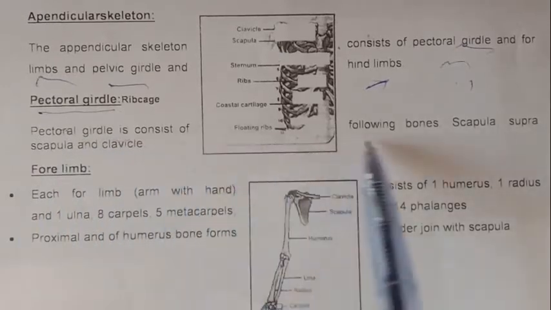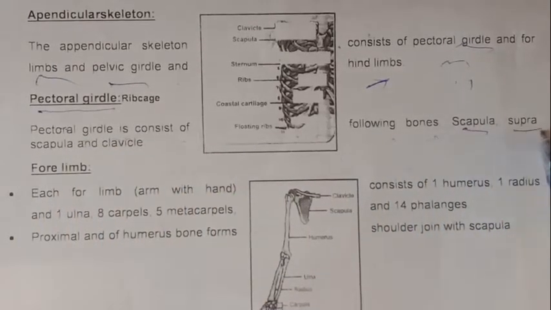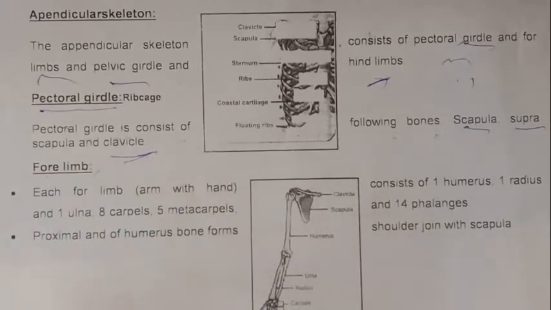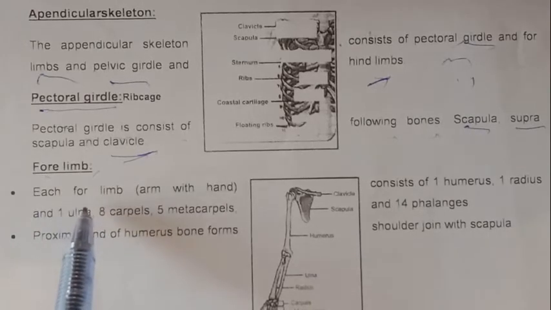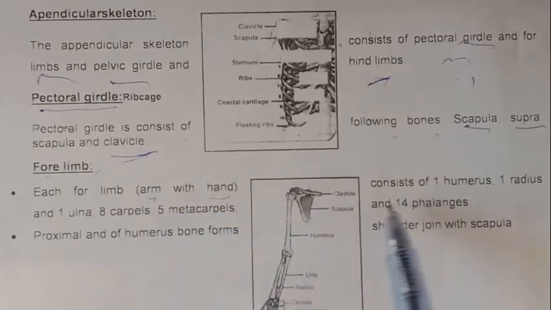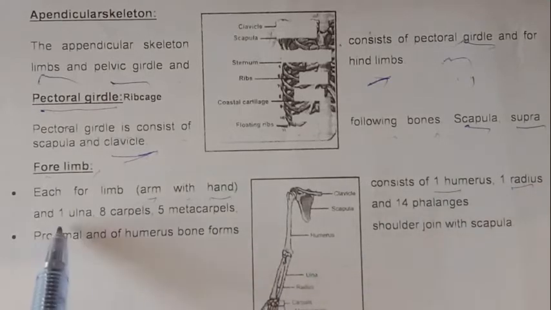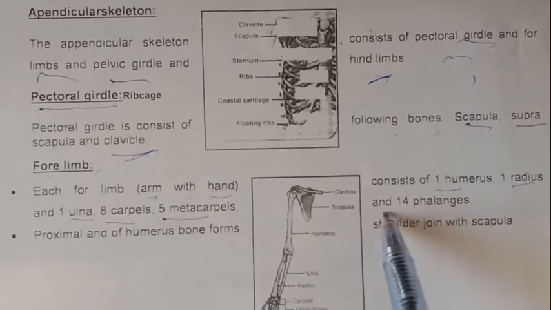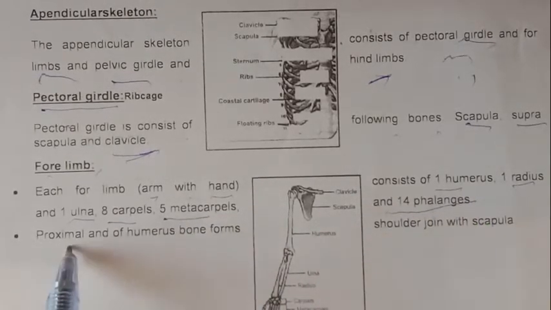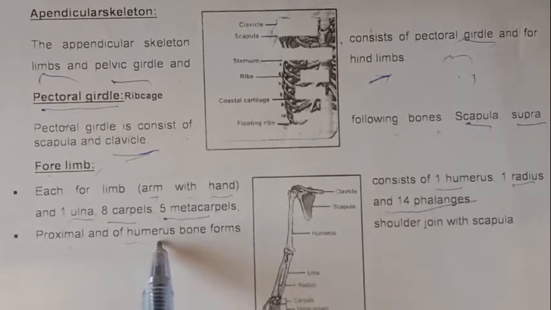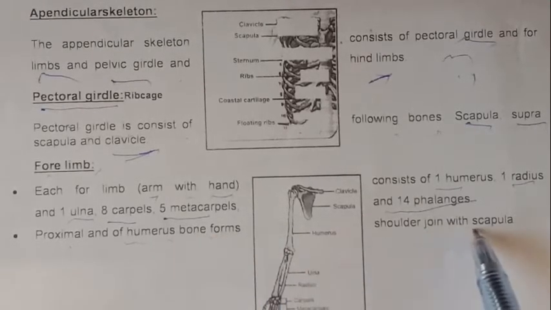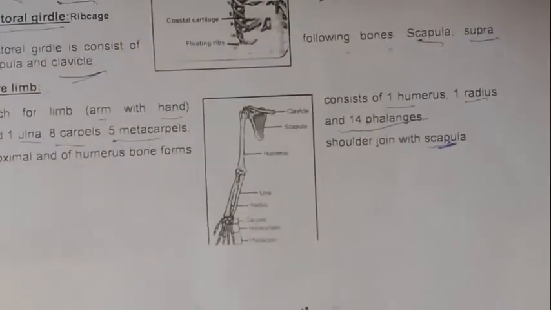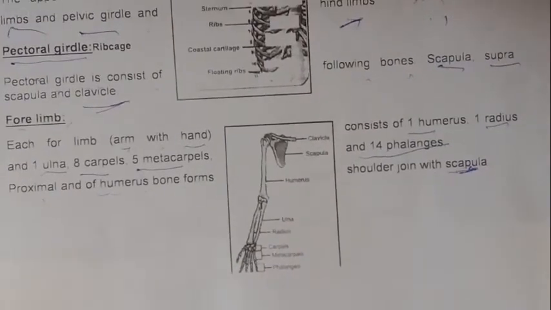Pectoral girdle consists of the following bones: scapula, suprascapula and clavicle. Forelimbs, second part. Each forelimb, arms with hands, consists of humerus, radius and ulna, and 8 carpals and 5 metacarpals and 14 phalanges. Proximal end of humerus bone forms shoulder joint with the scapula. So here, this is the structure of pectoral girdle.